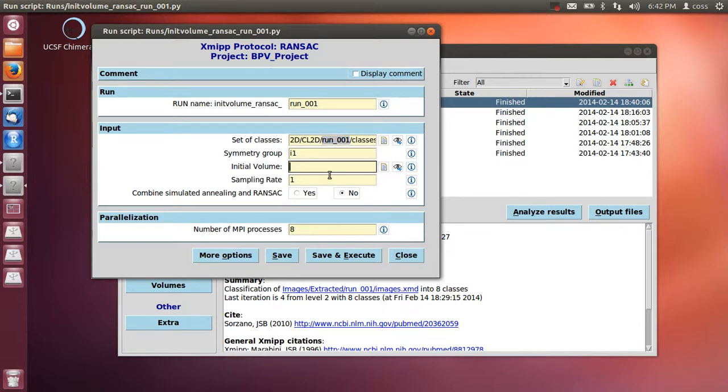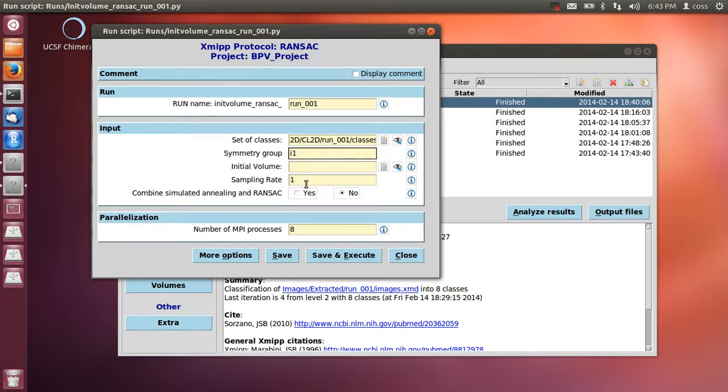And this initial volume is a way of biasing the Transact algorithm. So if you have a previous idea, for instance, you have a particle that is mostly symmetric, but it is not truly symmetric, you may give the symmetric particle as the initial volume, so that you bias a little bit the angular assignment, but then you are reconstructing with a C1 symmetry, so that it can break the symmetry of your input volume. So let's keep it as I1, and most of the time you don't need an initial volume.